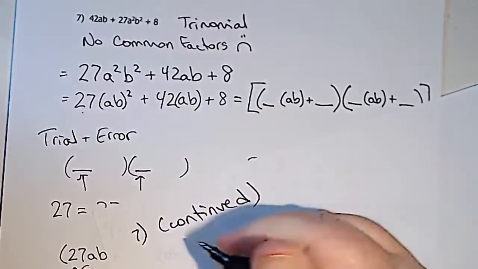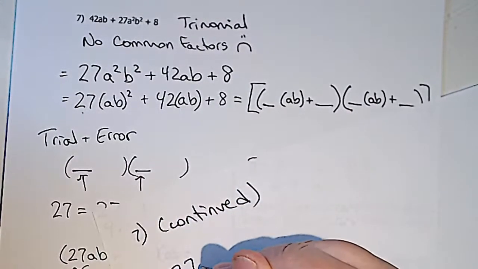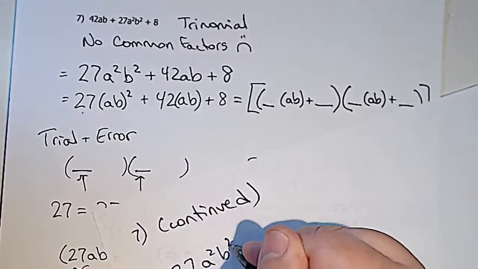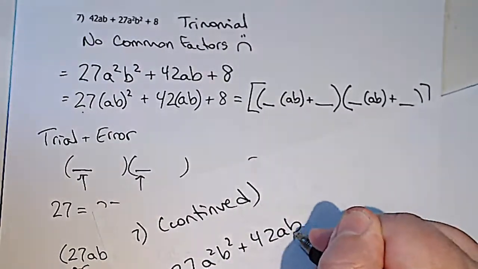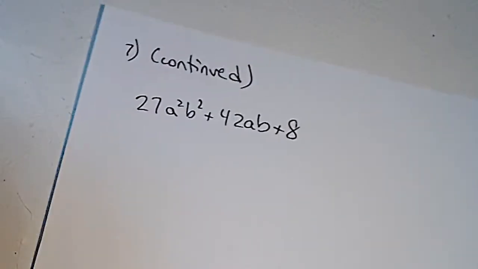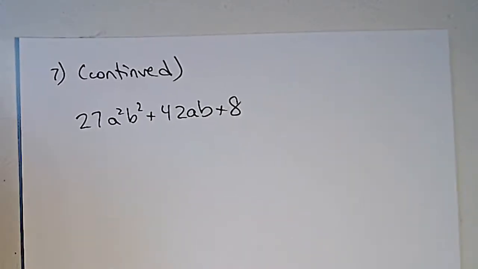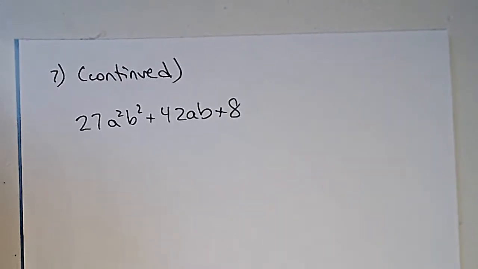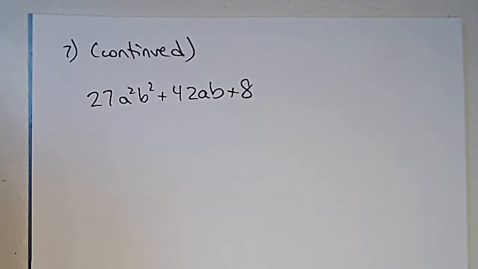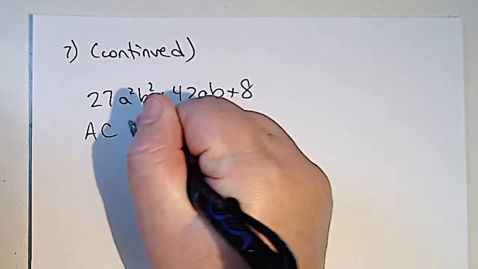So let me write the problem down again. This is 27a squared b squared plus 42ab plus 8. Let's try. Oops, wrong way. Mirrors. Goodness gracious, mirrors are complicated, aren't they? So let's try the AC method.